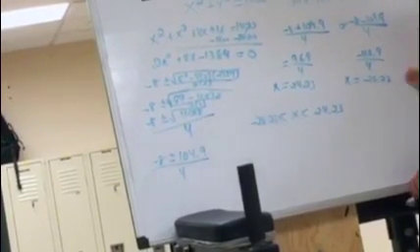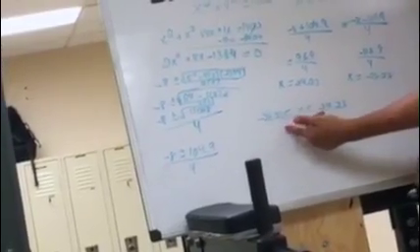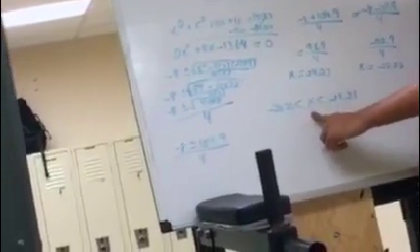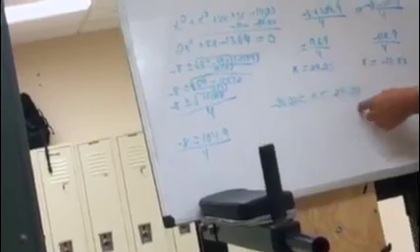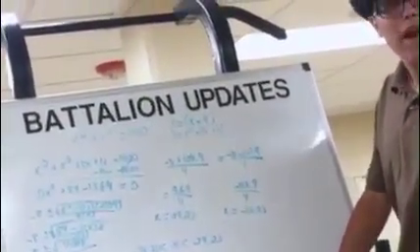Then you've got to put the smallest number first, so it is negative 28.23 is less than x, and then x is less than 24.23, which is the bigger number. And that's how you do number 5.